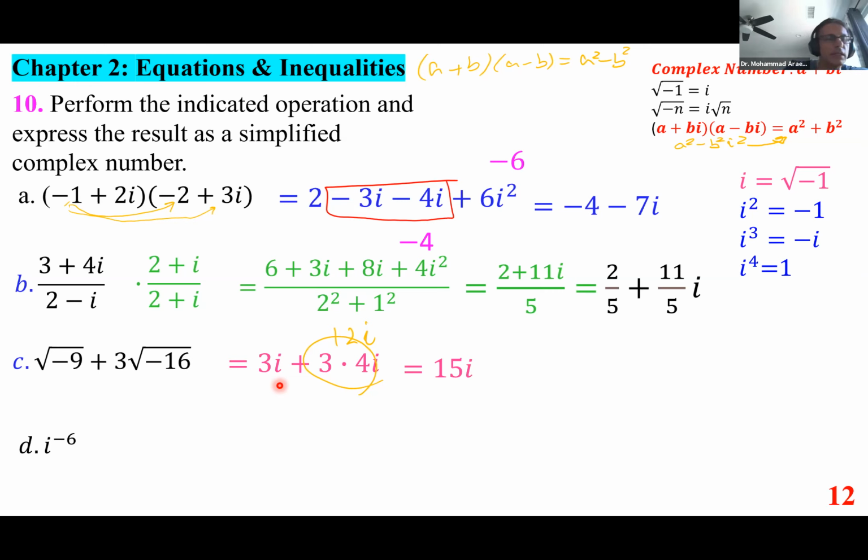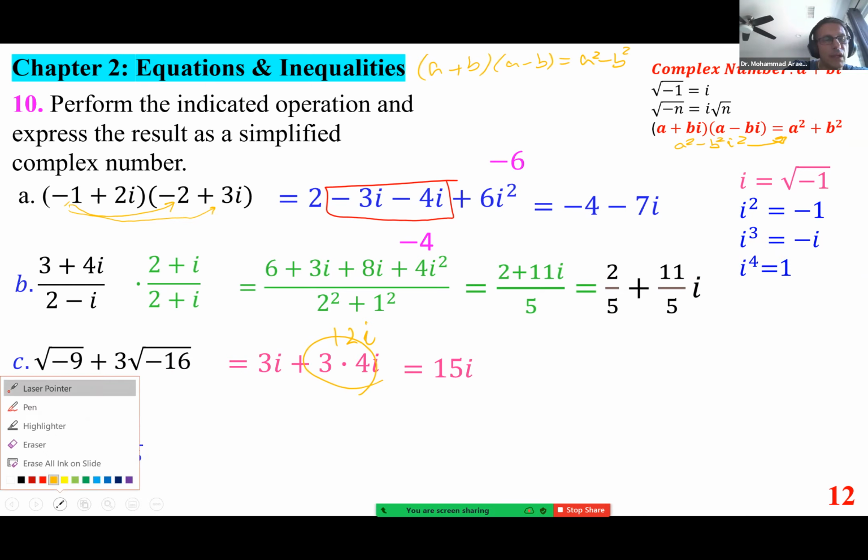I to the power of -6. Anytime you have powers of I, remember, I to the power of 4 is 1. So somehow you want to get that involved. Because it has a negative exponent, you can take it down and make it a positive exponent. And now all you have to do is divide 6 by 4 and keep the remainder.